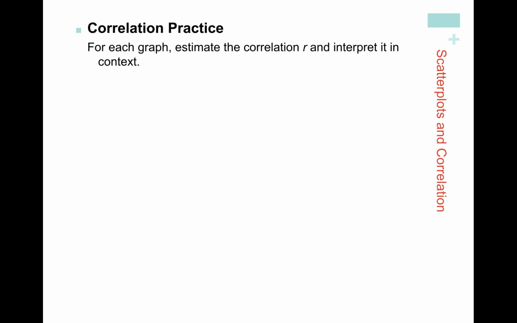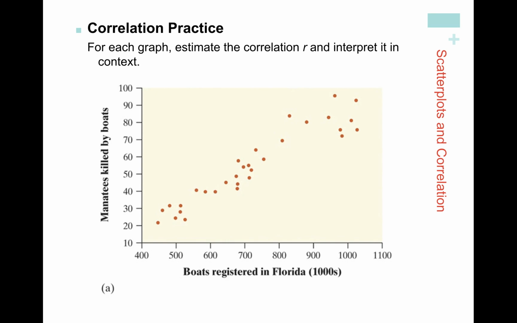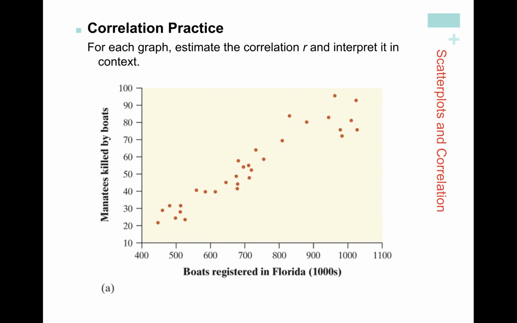So here's some practice. For each graph, can you go ahead and ballpark what you think the correlation r is and interpret it in context? That's very important, to be able to interpret it in the context of the problem. So now, what do we have? On the x-axis, we have the number of boats registered in the state of Florida. The unit of measurement is thousands. So here 400 represents 400,000 boats registered in the state of Florida. 800 would represent 800,000 boats.